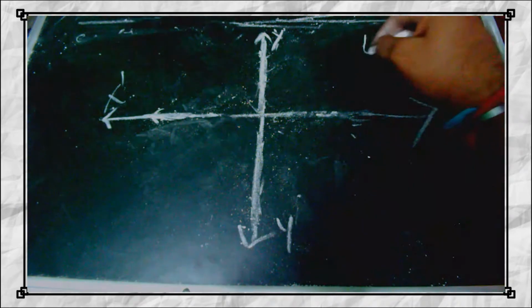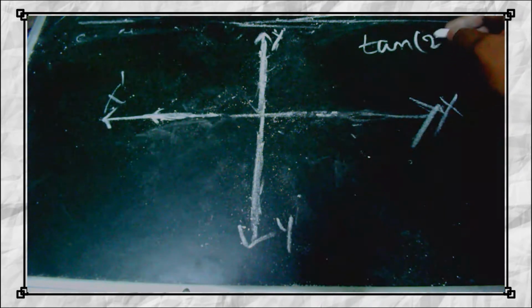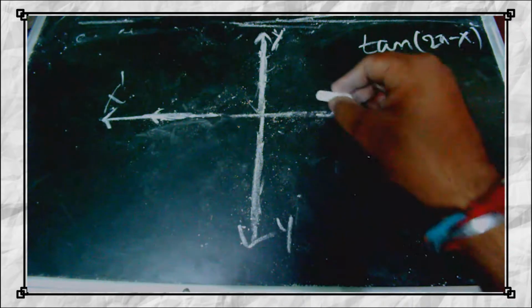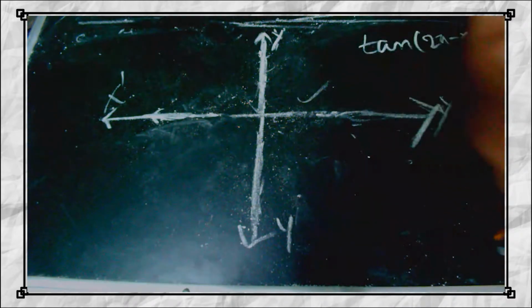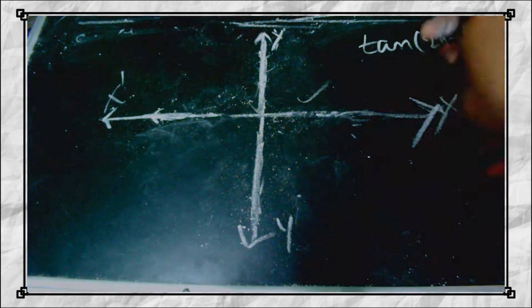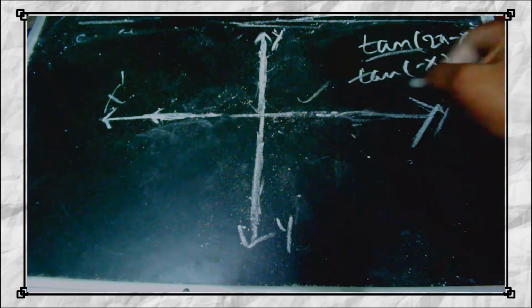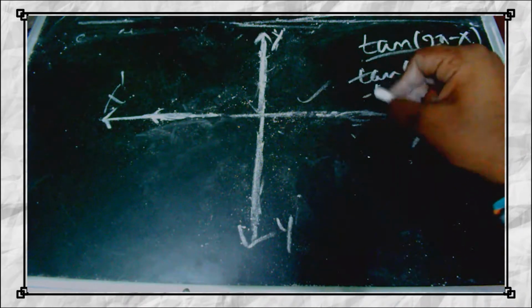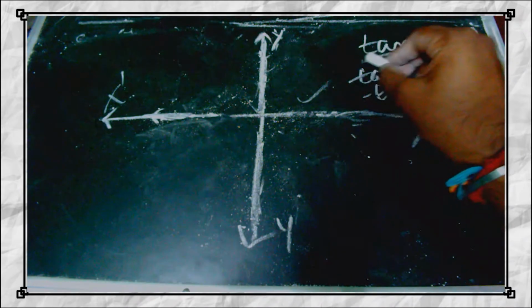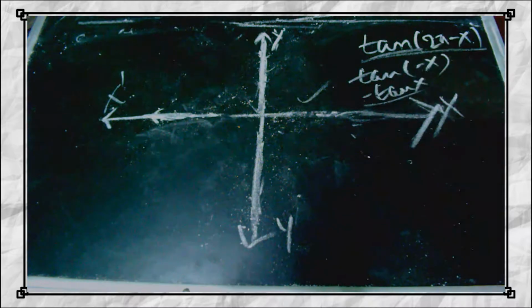Next we will calculate the value of tan of 2 pi minus x. 2 pi is here and minus x is somewhere in the first quadrant where all the ratios are positive and the ratio tan will not change, so it will be tan of minus x and tan of minus x is minus tan x, so the value of tan of 2 pi minus x is minus tan x.